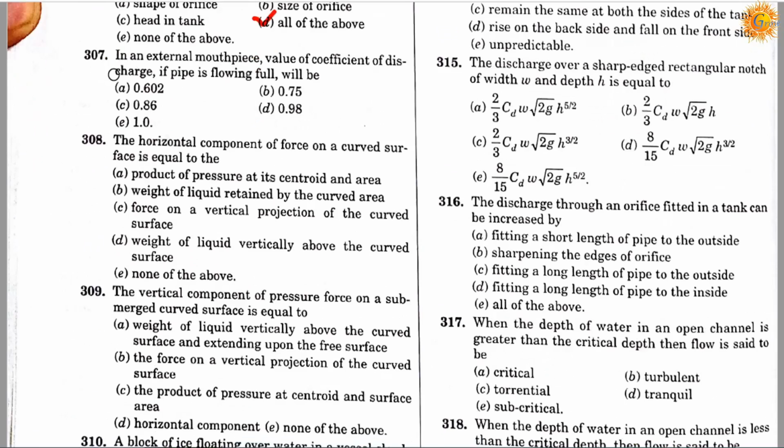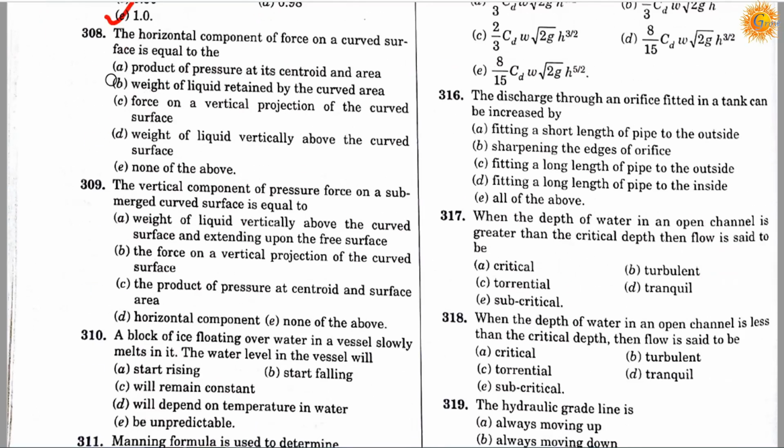Question number 307. In an external mouthpiece, the value of coefficient of discharge if pipe is flowing full will be: option A, 0.602; option B, 0.75; option C, 0.86; option D, 0.98; option E, 1. So the correct answer is E, it will be 1.